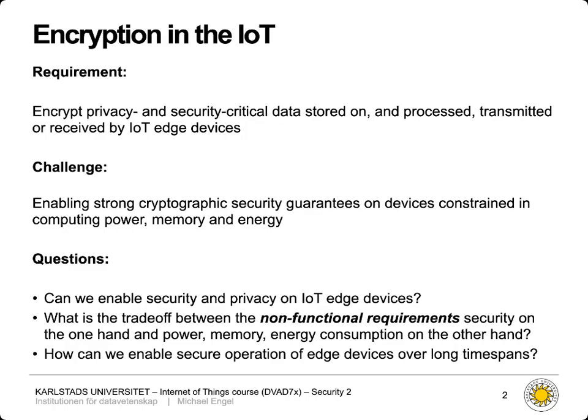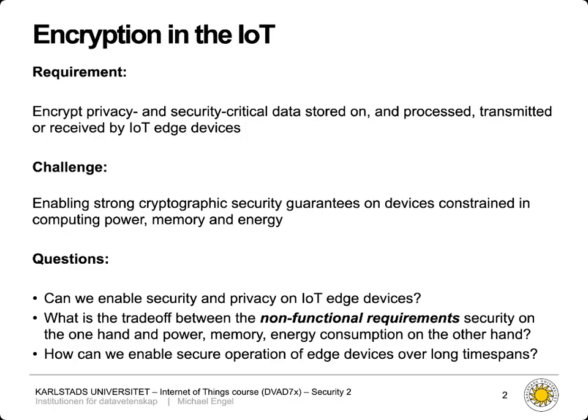Now, the challenge is that we have to make a trade-off between our typical non-functional properties we need to optimize to enable, for example, wireless, cableless operation on batteries or energy harvesting methods for our IoT devices. So reducing the energy consumption, reducing the amount of compute that's required for executing a certain algorithm, or reducing the amount of memory. And even with all these constraints in computing power, memory, and energy, we want to enable strong cryptographic security guarantees for our IoT devices.